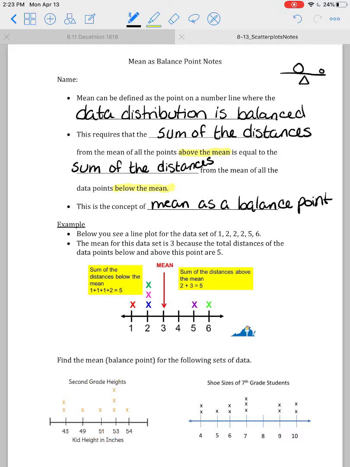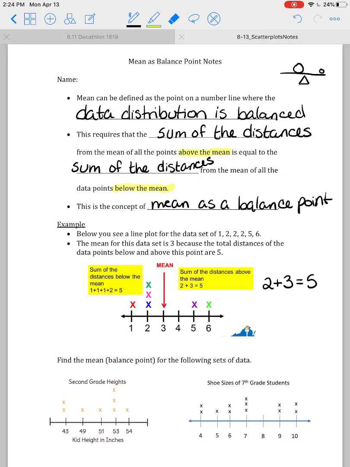So let's talk about above the mean first. That's everything up here. It looks like 5 is 1, 2 away from the mean, so that's a distance of 2. 6 is 1, 2, 3 away from the mean, so that's a distance of 3. So the sum of those distances is 5.